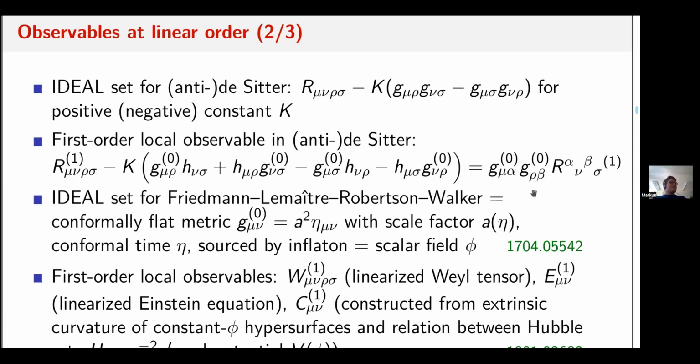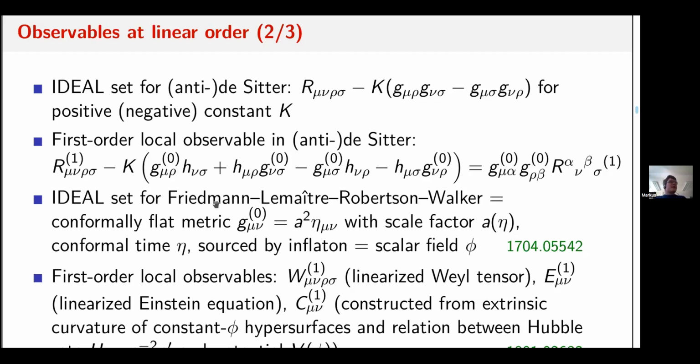There's another example. One can look at FLRW metrics or spacetimes. As I said, they're important for cosmology. In this case, the background metric is a conformally flat metric. So it's a squared times the flat metric eta in Cartesian coordinates, let's say. A is the so-called scale factor that depends on time. That's also called eta, confusingly, but okay, so is life. And this is the solution of the Einstein equations with the stress tensor of a scalar field, phi, which is called the inflaton.